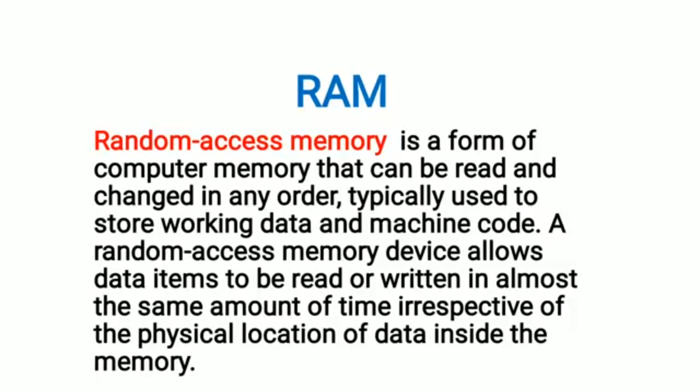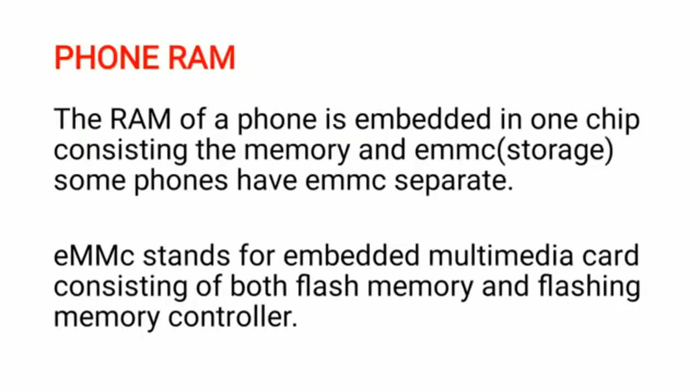That being said, let's delve into what phone RAM is. The RAM of a phone is embedded in one chip, consisting of the memory and eMMC. Some phones have eMMC separate. So what it means is that the RAM of a phone is made up of the memory and eMMC embedded in one chip, or put together in one chip. However, in some phones you'd find the memory on a separate chip and eMMC on a different chip.